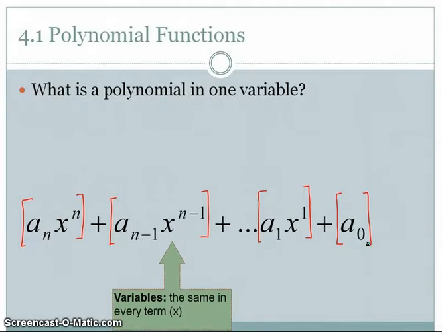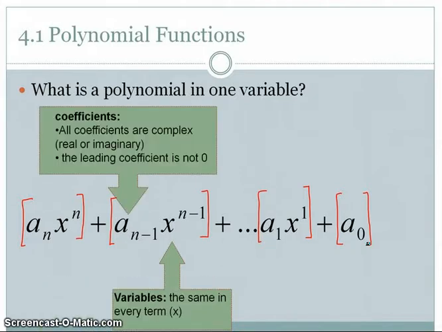The second thing that we want to look at are the coefficients. All the coefficients in a polynomial in one variable are complex, which means they're real numbers, which is pretty much every number you can think of. 1/2, the square root of 7, maybe -3, or imaginary. So think i, 4i, -2i, those types of numbers. The other condition for a polynomial in one variable is that the leading coefficient, that's the number that multiplies by the term with the highest exponent, is non-zero. That is this guy.